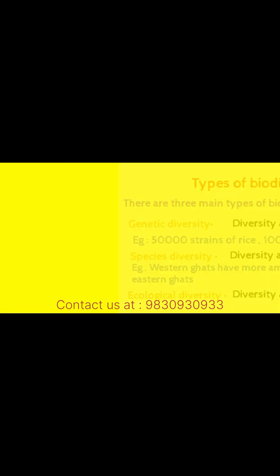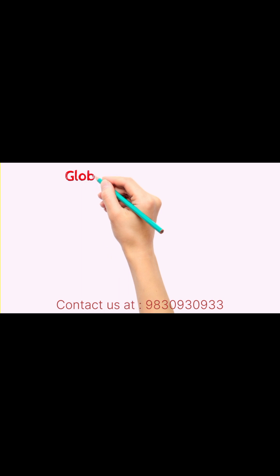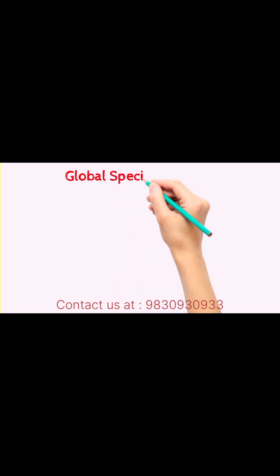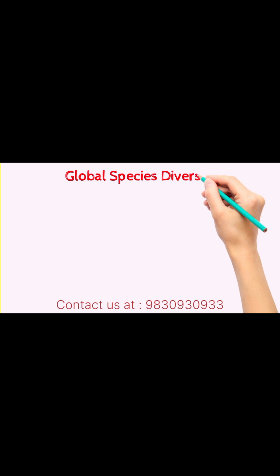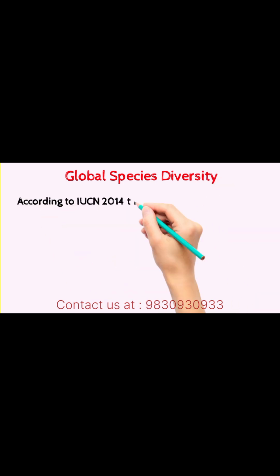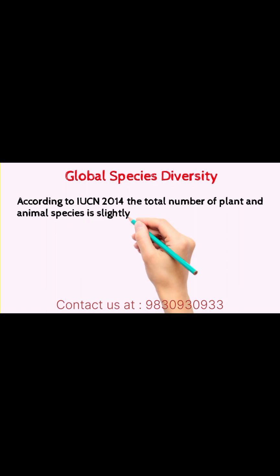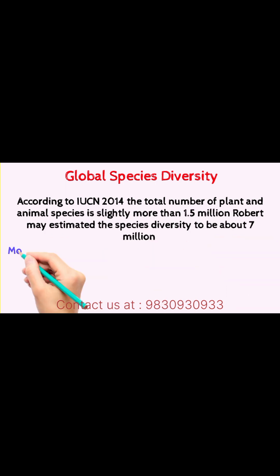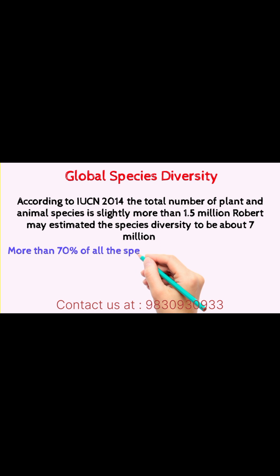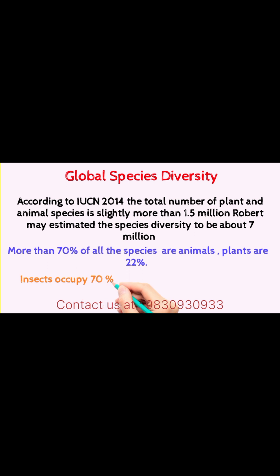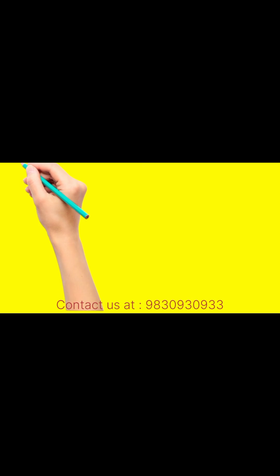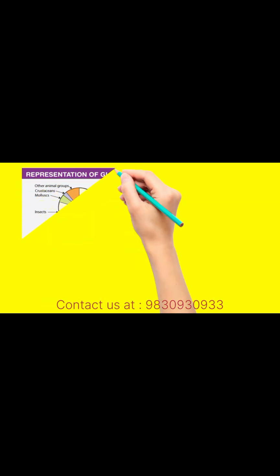Now we will study about the global species diversity. According to the IUCN report 2014, the total number of plant and animal species is slightly more than 1.5 billion. Whereas Robert May carefully estimated the species diversity and claimed it to be about 7 million. Out of them, more than 70% of all the species are animals and plants constitute 22%. Insects are the largest group of animals and they occupy 70% of the animal population. That is, out of every 10 animals, 7 are insects.